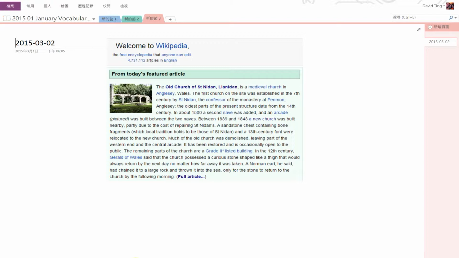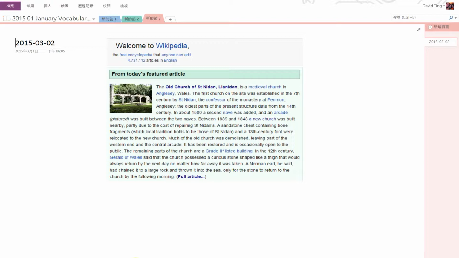The first word of the day, medieval. Second word of the day, church. If you can spell those two words, please spell it out. If you cannot, I will give you more definitions about the words.